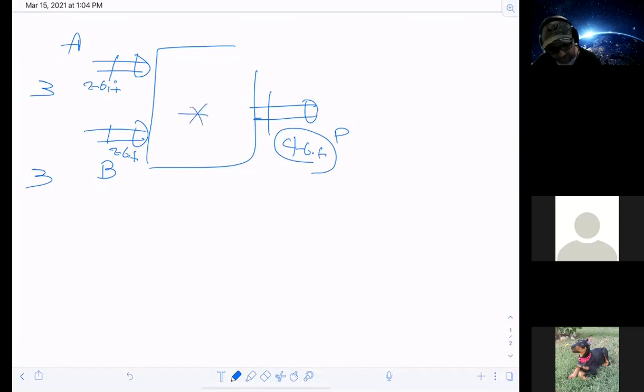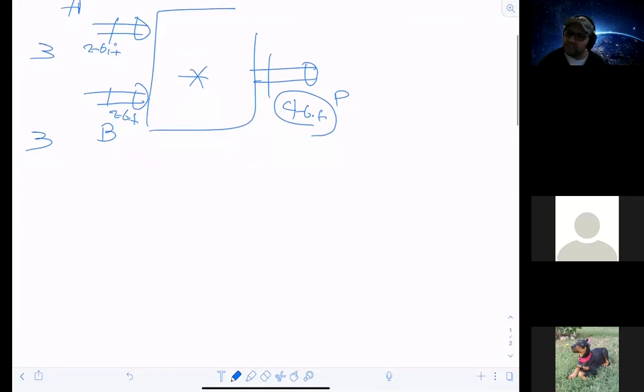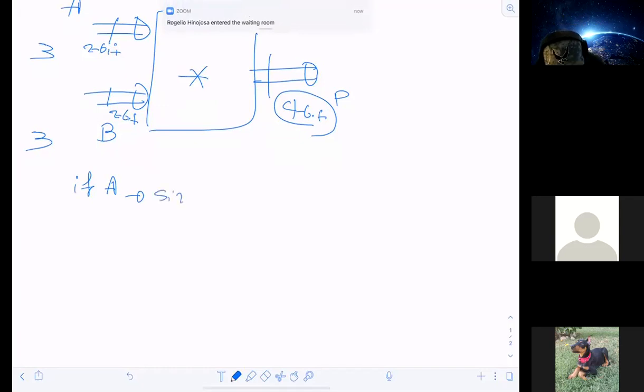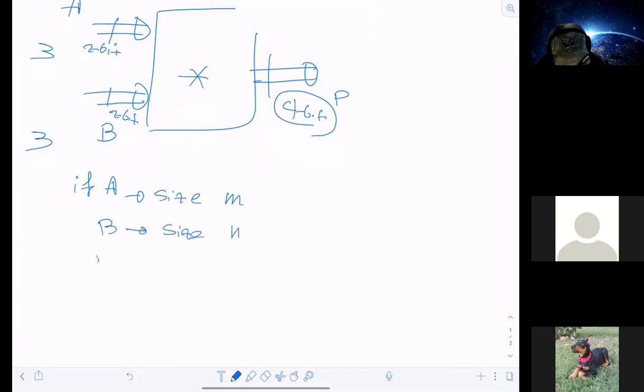And here is the multiplication sign. Now, the general rule: if A has size M and B has size N, P will have size M plus N. That makes sense?